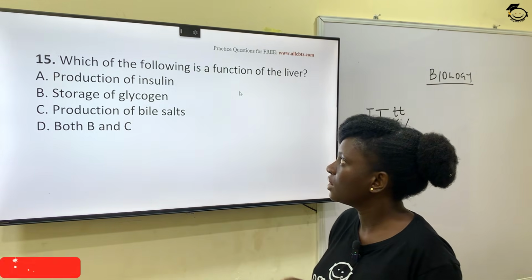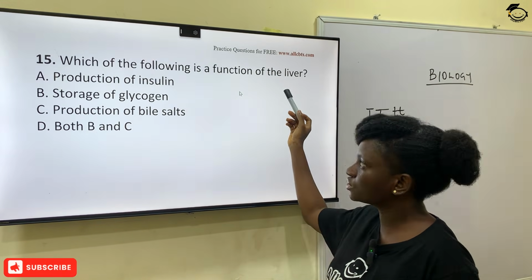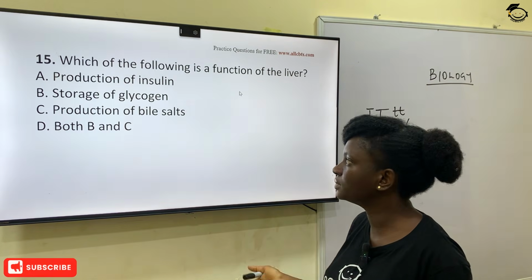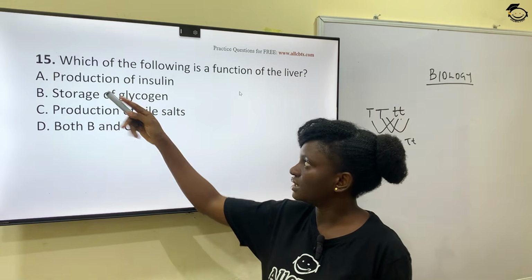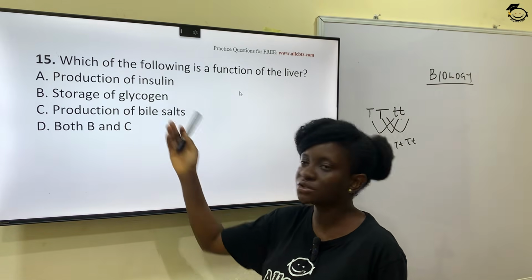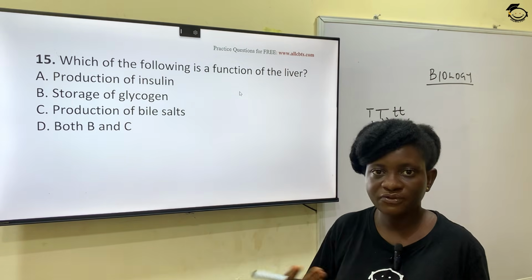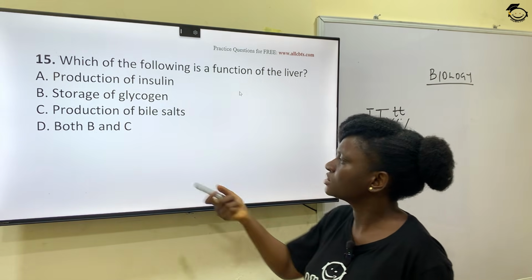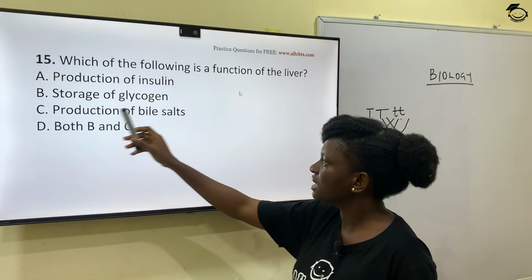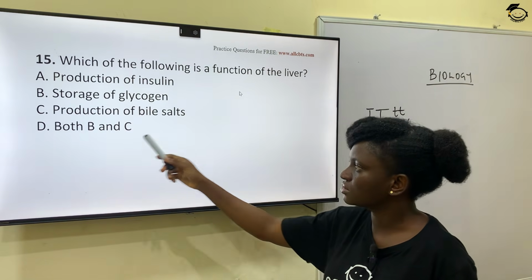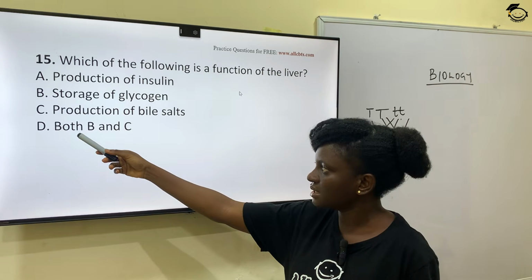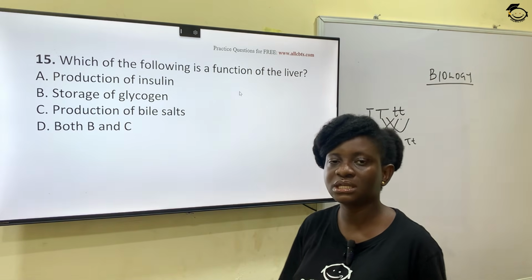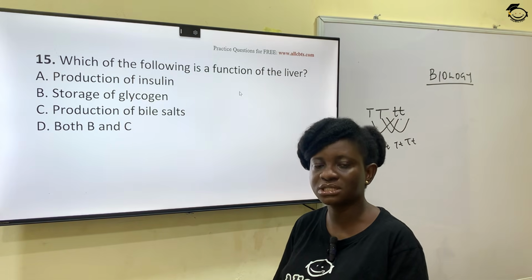Question 15. Which of the following is a function of the liver? What does the liver do in the body? A, let's look at the options, production of insulin. That's not the function of the liver. It doesn't produce insulin, the pancreas is involved in that. So we have B, storage of glycogen, C, production of bile salts, and D, option B and C. So what the liver does is it helps in storage of glycogen.